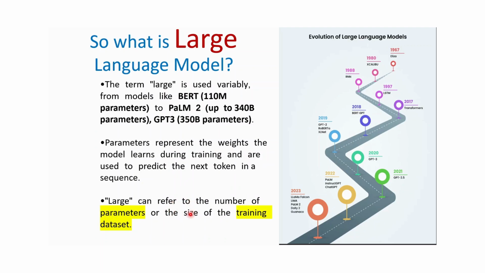The term large can also refer to the number of training documents, because they are all built with massive training datasets. Of course, the weights and the training dataset are related. The more training data you have, the more weights you will actually end up with. So that's how these language models became large.